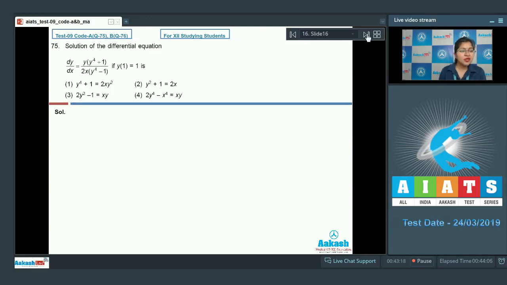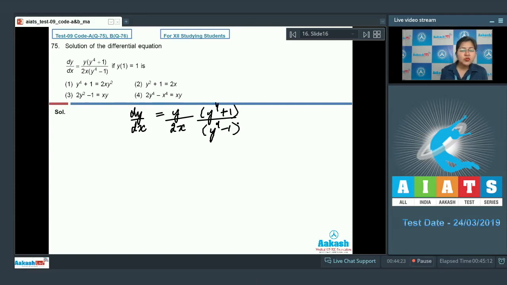Next is question number 75, which says that the solution of the differential equation dy/dx = y(y^4 + 1)/(2x(y^4 - 1)), if y(1) = 1, is. We have to solve this differential equation. So students, now here it has been given to us that dy by dx is equal to y upon 2x into (y^4 + 1) upon (y^4 - 1).